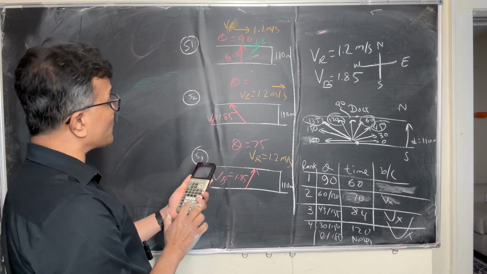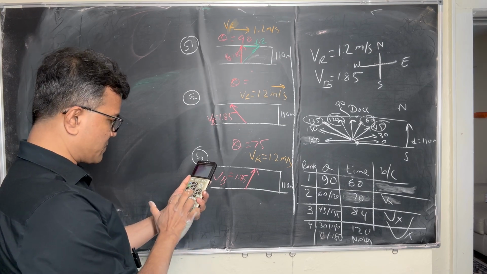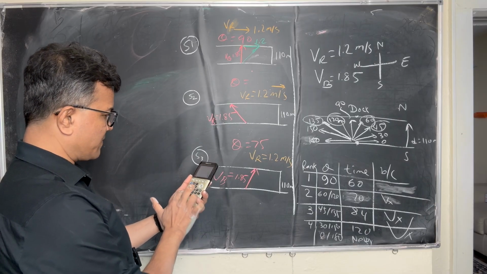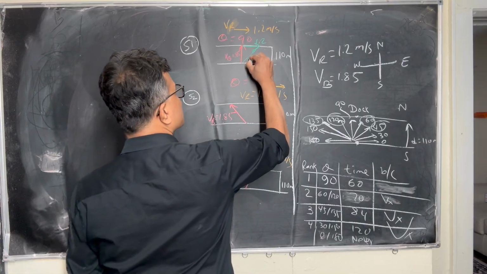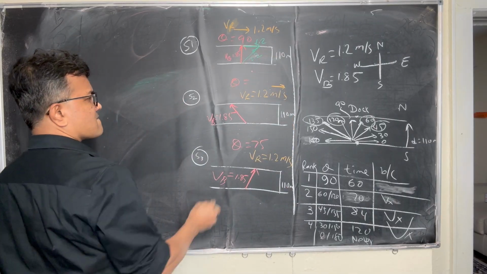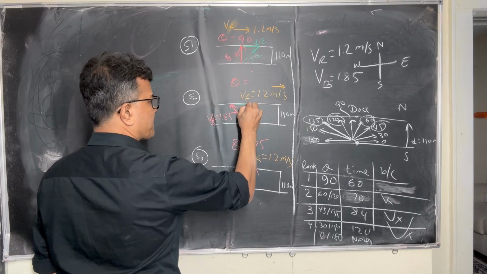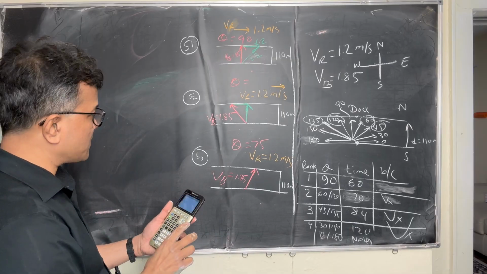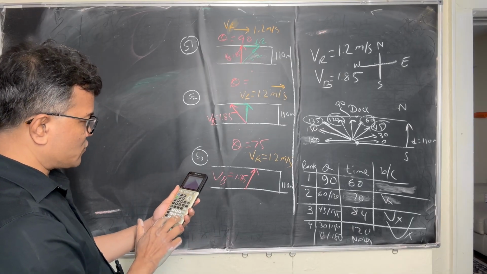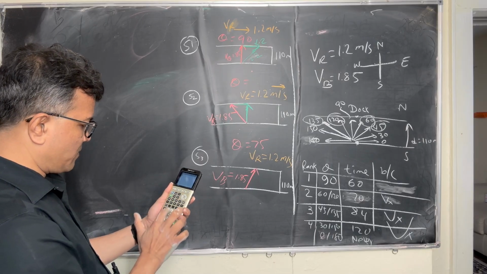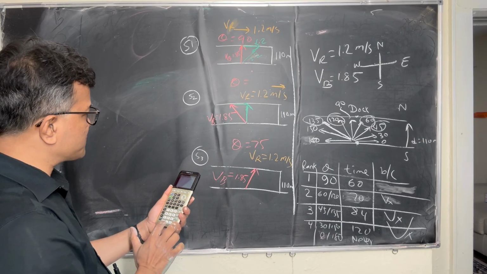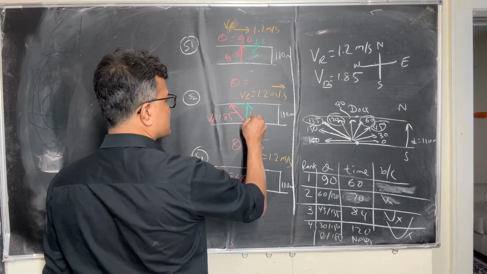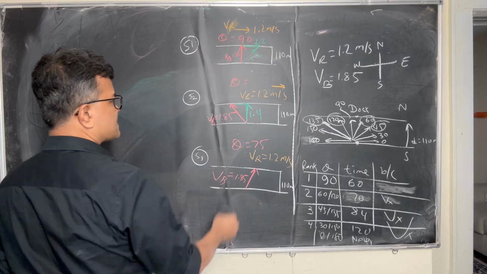The square root of 1.2 squared plus 1.85 squared, this is a right angle triangle. This is 2.2. This is how much? I'm using the same color. There is a vector subtraction over here: the square root of 1.85 squared minus 1.2 squared, and that is 1.4. So this is 1.4.